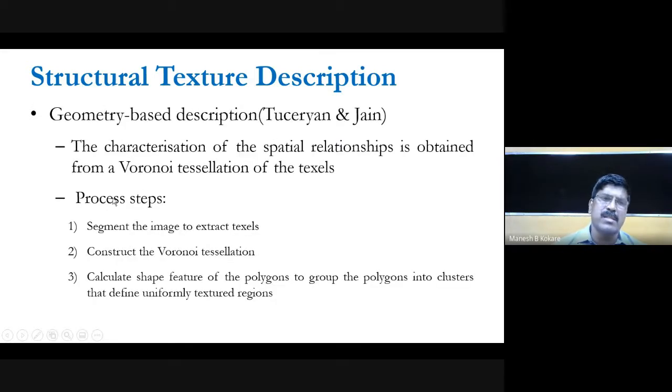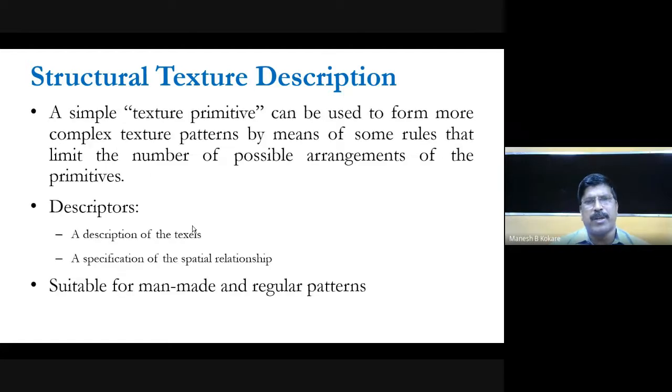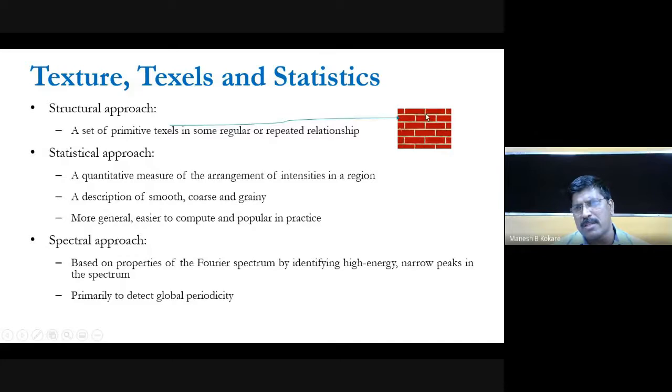So what are the steps for finding the structural texture features? These are geometry-based descriptions, and the characterization of spatial relationship is obtained from the Voronoi tessellation of the texels. So what are the steps? The first step is that you have to segment the image to extract the texel. Means from the entire texture image you have to find the texel. You know that this texel is repeated over the entire image. For example here, you have to segment this texel, and then you know that this texel is repeated all over the entire image. And then after that you can find the relation between them.